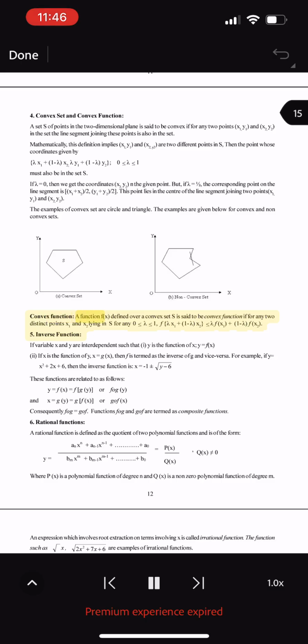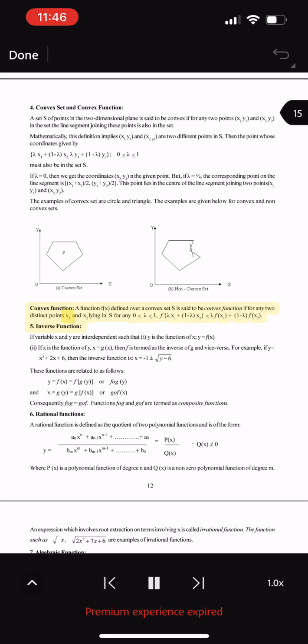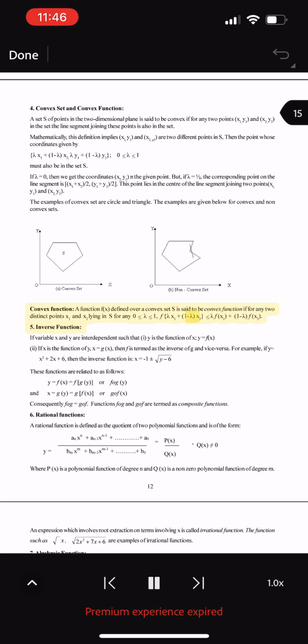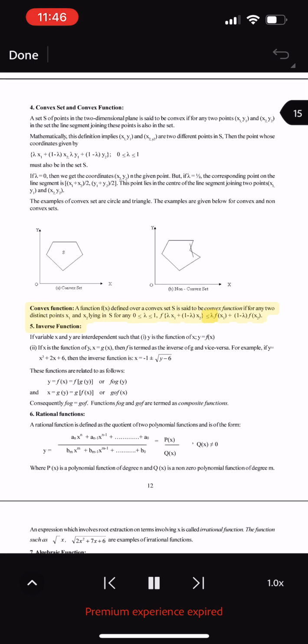Convex function. A function f(x) defined over a convex set S is said to be a convex function if for any two distinct points x1 and x2 lying in S, and for any lambda with 0 less than or equal to lambda less than or equal to 1, f(lambda x1 plus (1 minus lambda) x2) is less than or equal to lambda f(x1) plus (1 minus lambda) f(x2).